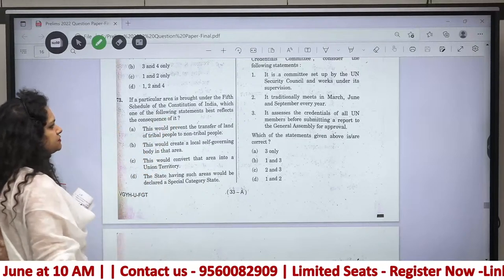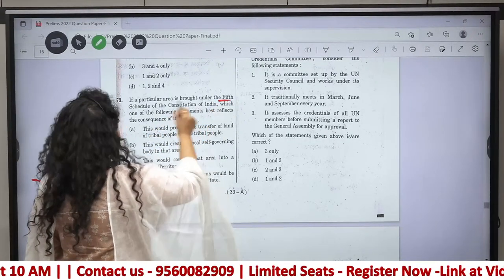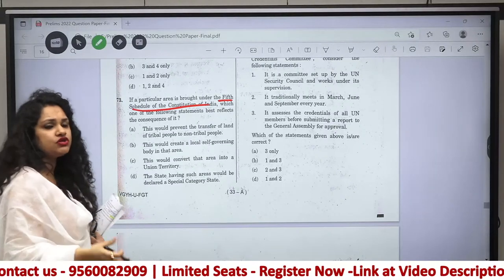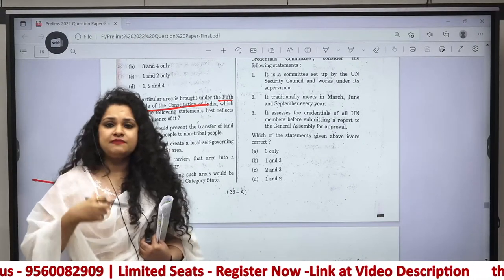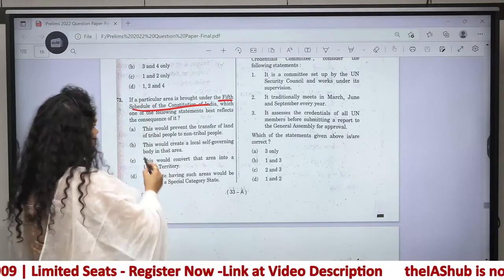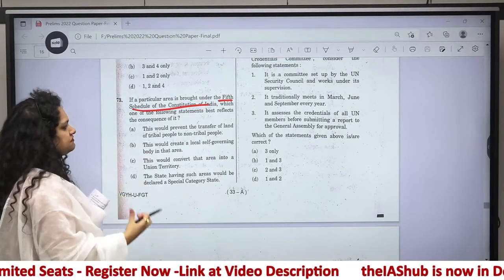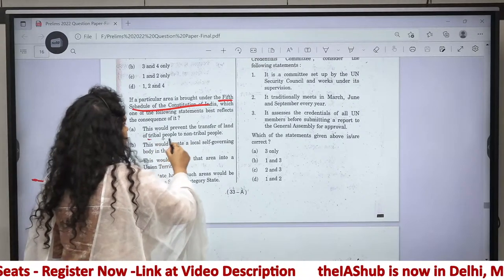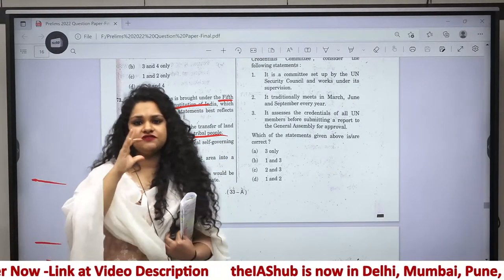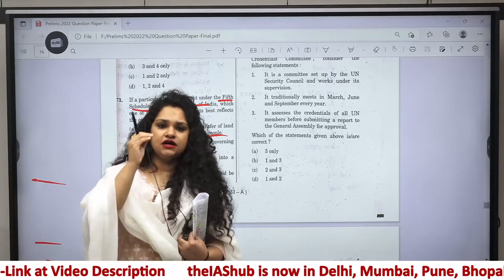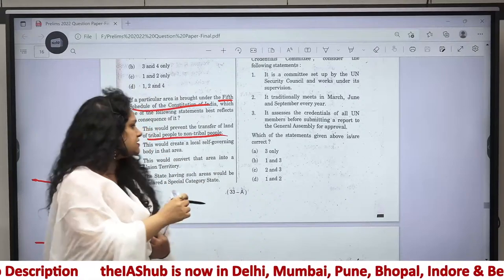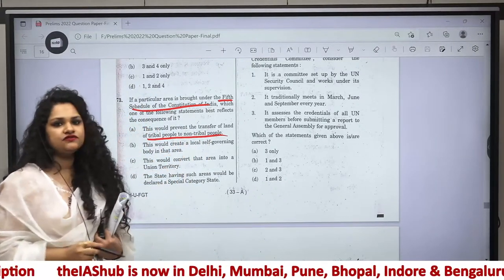If a particular area is brought under the fifth schedule of the constitution, which of the following statements best reflects the consequence? The consequence must mandatorily follow. So it is not an option, right? So let's have a look at the first. This would prevent the transfer of land of tribal people to non-tribal people. Now, it categorically says under the fifth schedule that certain things are prevented from taking effect. One of these is the transfer of land of tribal people.